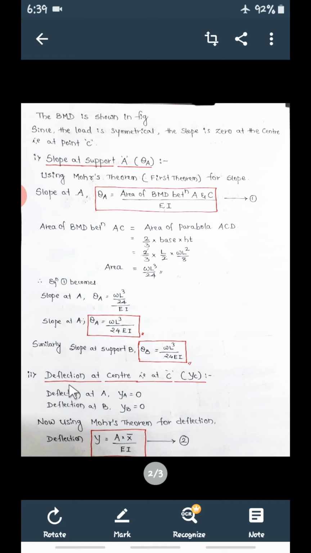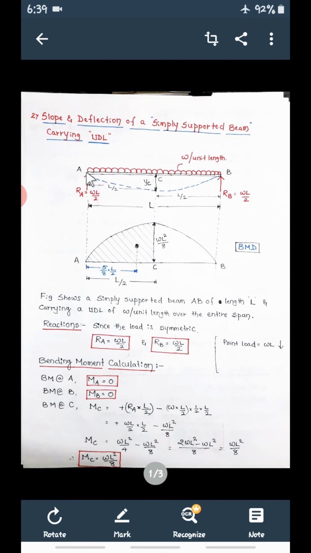Now next, find out the deflection at center. Is there any deflection here? No. The beam is not going to deflect here, since a support is there. So deflection will be 0 here.